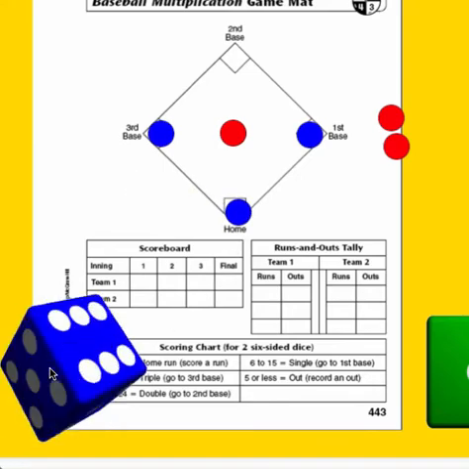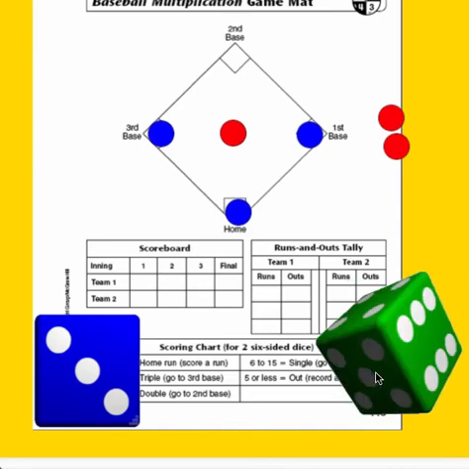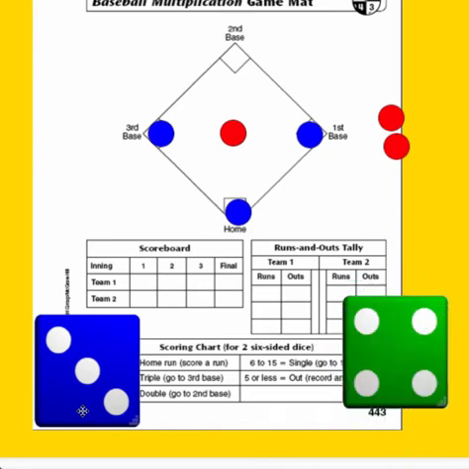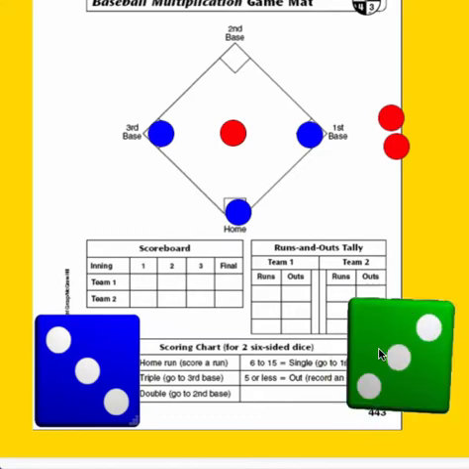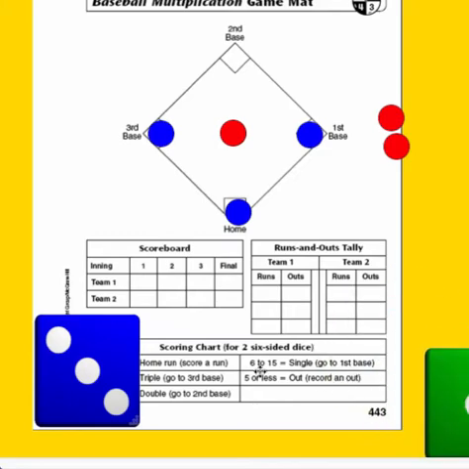And the red team is going to pitch again. This time we got 3 times 4. 3 times 4 would be 12. And it tells me here 12 is in between 6 and 15, which means a single.